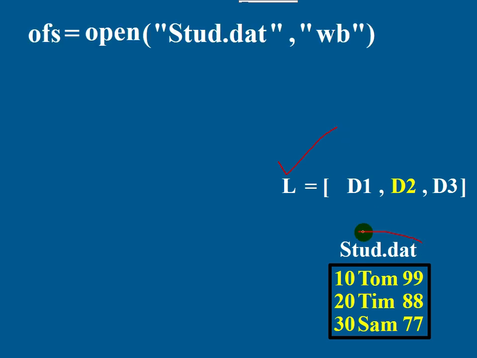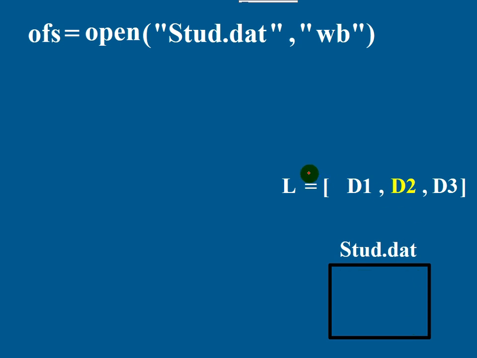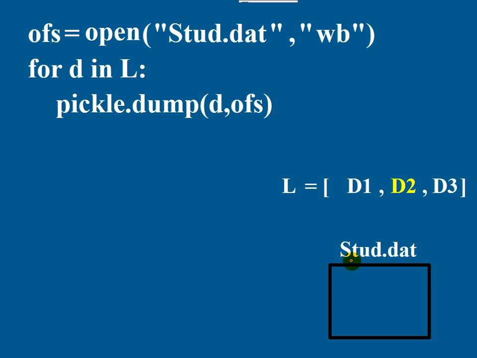Before that, this file must be opened for writing purpose in W mode. So when you open a file in W mode, the existing contents are deleted. Now you retrieve elements one by one from list L. So for D in L, D will contain each and every dictionary. That dictionary should be written to this file, and once the use is over, you can close the file.